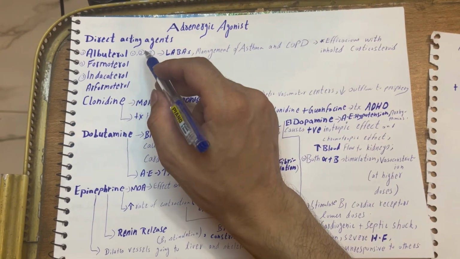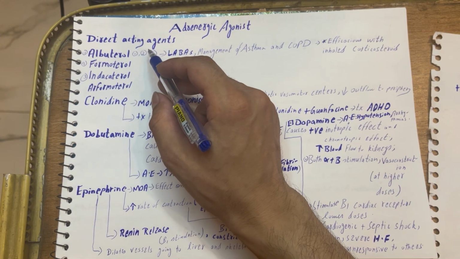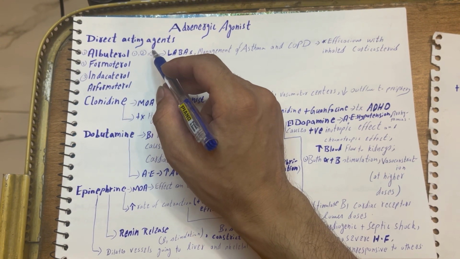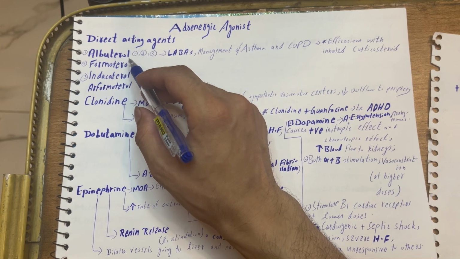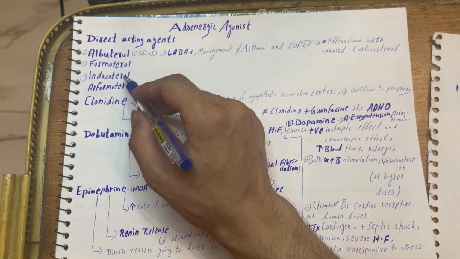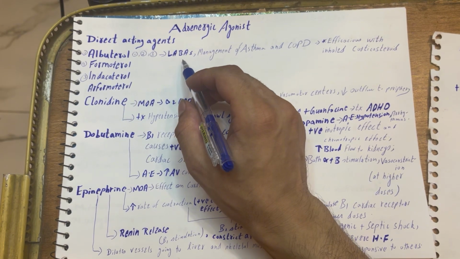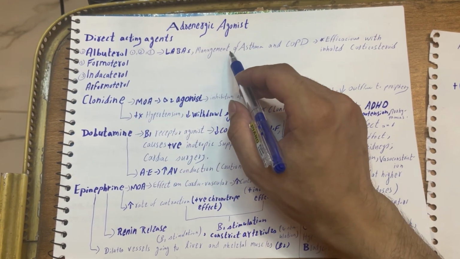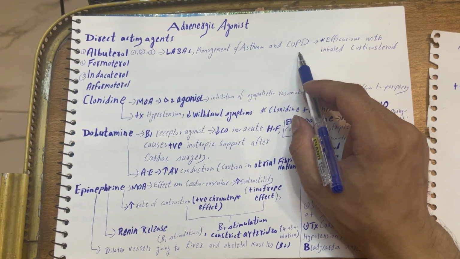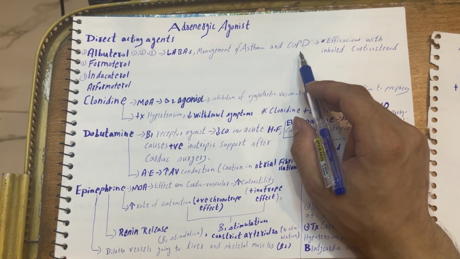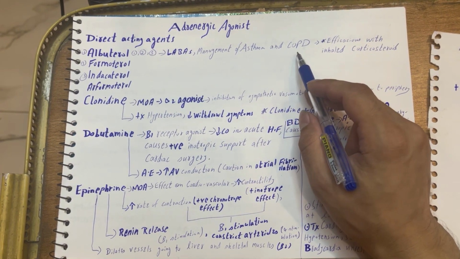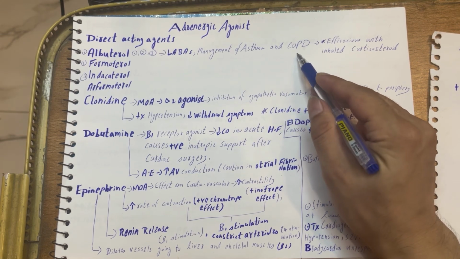The first subclassification is direct acting agents, that is, it directly acts on the adrenergic receptors. The first set of drugs are albuterol, formoterol, and indacaterol. These drugs are LABAs, that is long acting beta adrenergic agonists. They are used for the management of asthma and COPD. COPD is basically chronic obstructive pulmonary disorder. We will talk about this in detail in later stages.